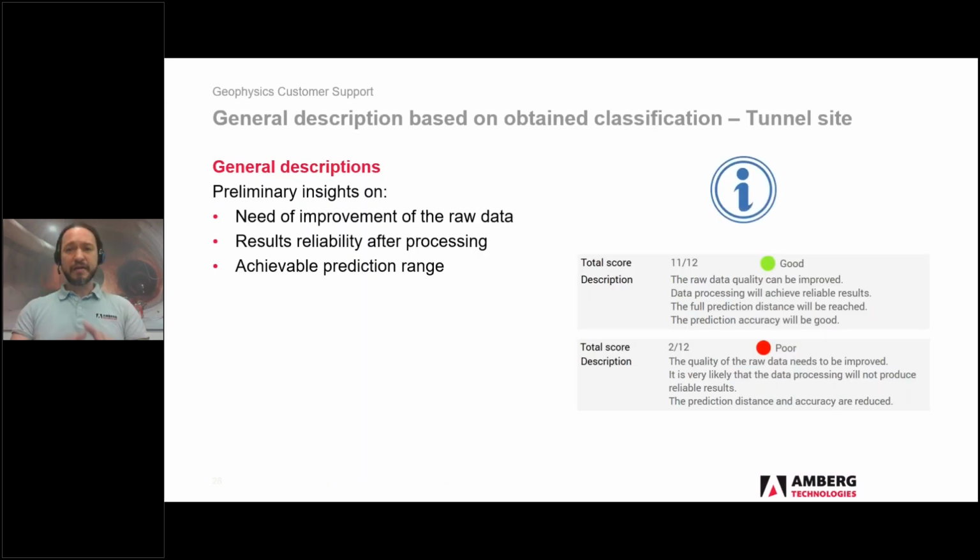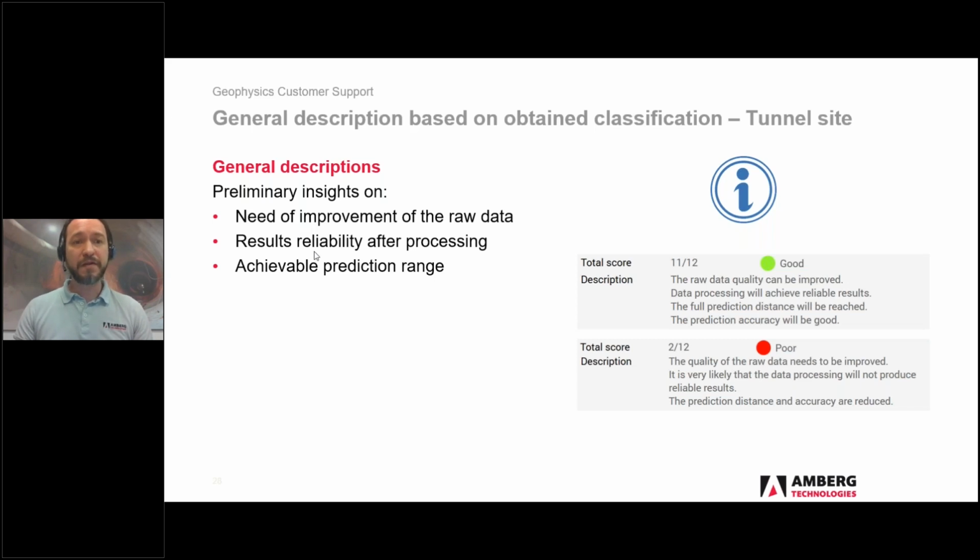You saw already in this window where we run the raw data quality check, there was a general description. I read this for you before for the good data set and the poor data set. And these are some preliminary insights on whether I should improve my data. Of course, if I have a poor data set, I need to improve the data for the next campaign. This campaign is over, but you get a feeling if you are doing a good job or not. If not, then there are these recommendations.